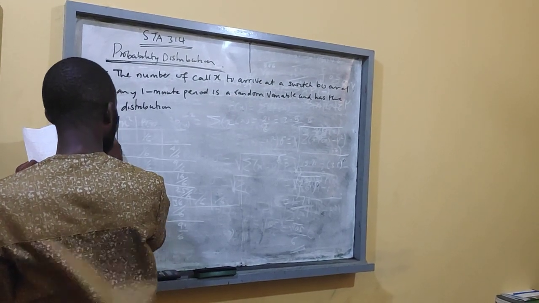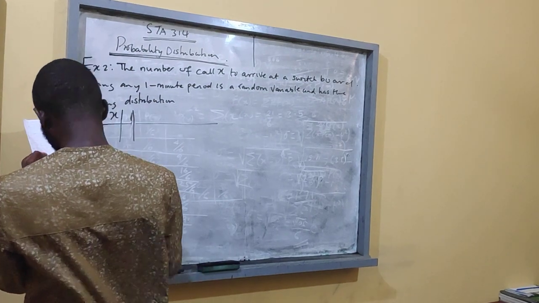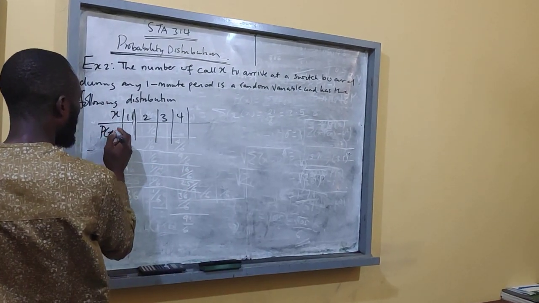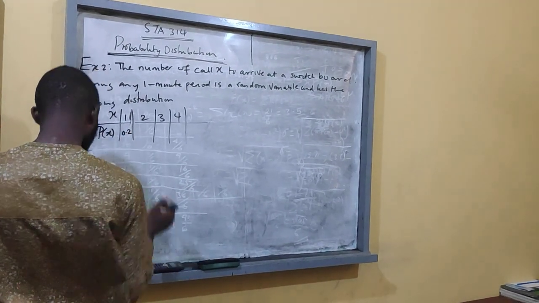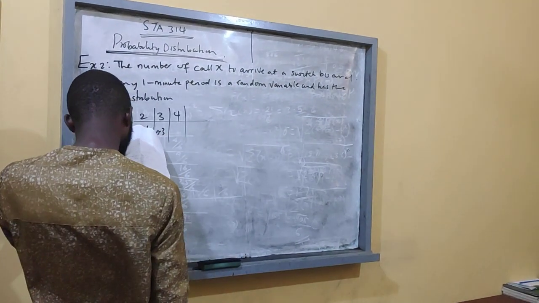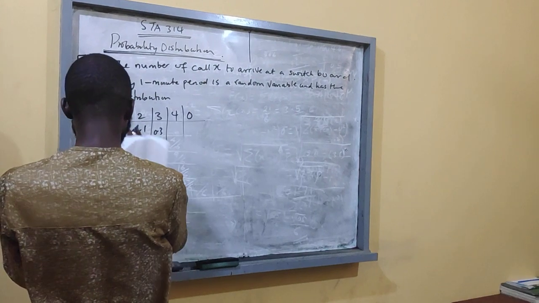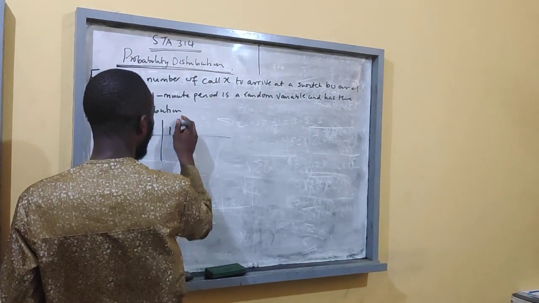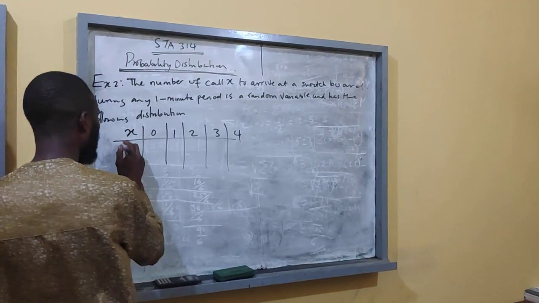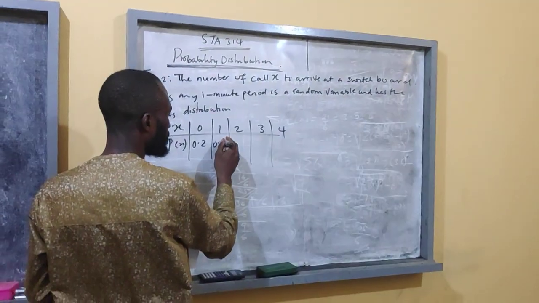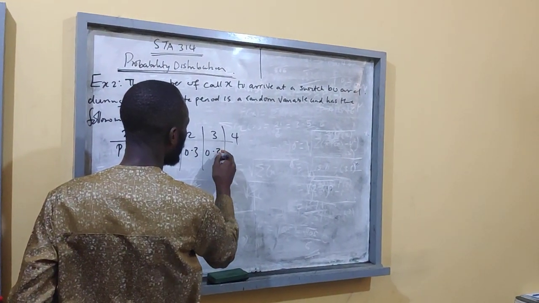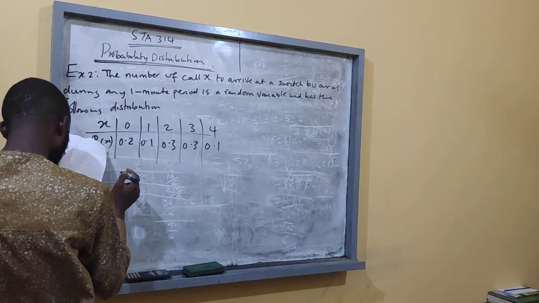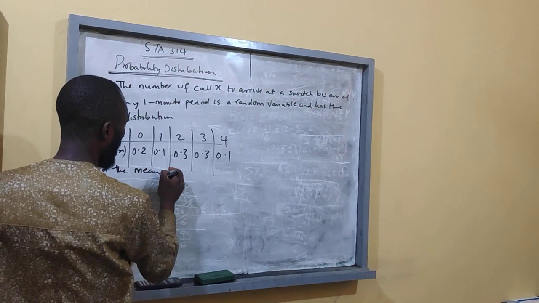We have x: 0, 1, 2, 3, 4, and the probability of x is 0.2, 0.1, 0.3, 0.3, 0.1. They now said find the mean and the variance.